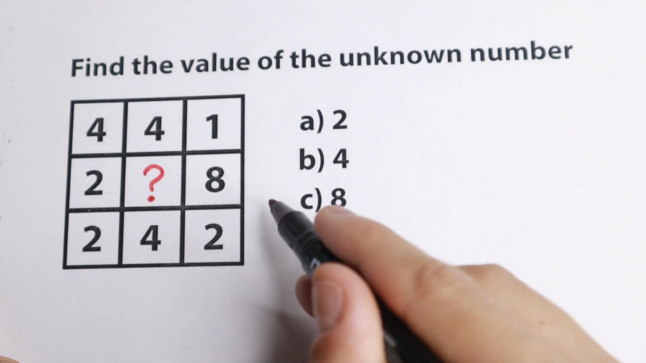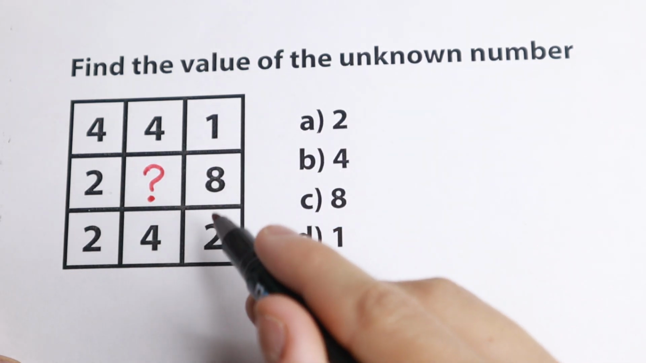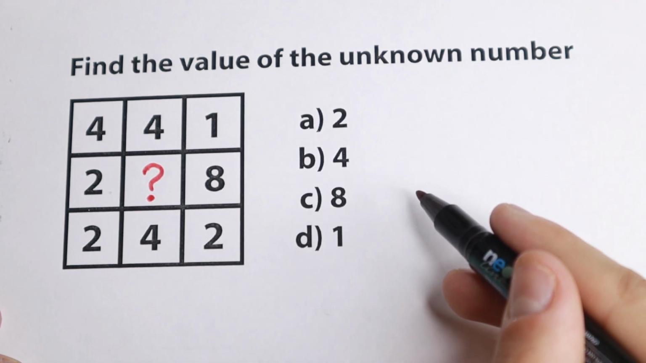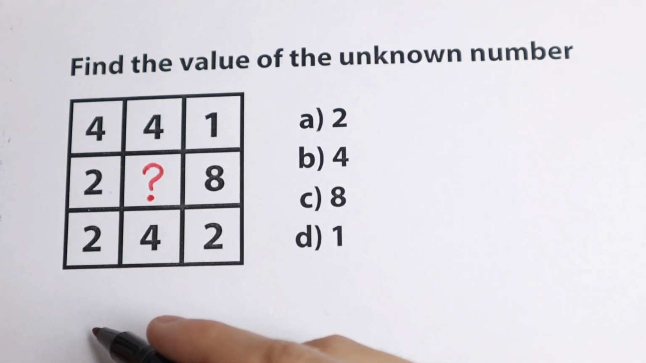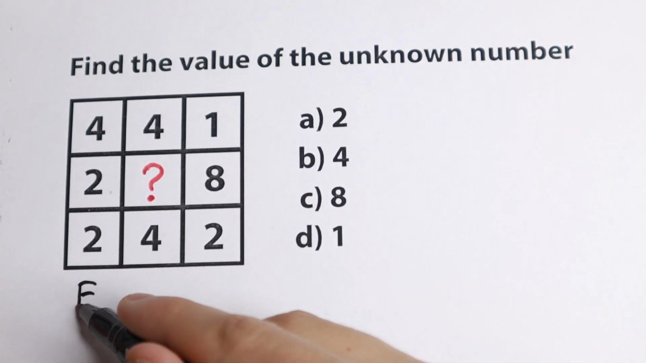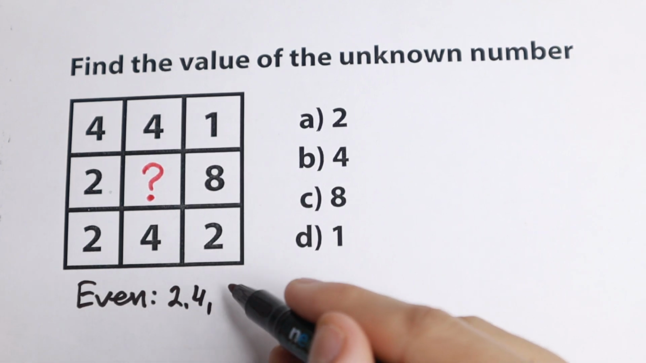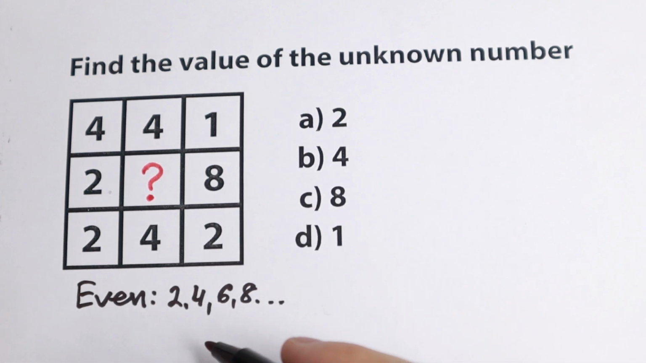Okay, we have a lot of numbers. The first line we have 4, 4, 1, the second line we have 2, 8, and the third line 2, 4, 2. What is the pattern between all of these numbers? I want to start with even and odd numbers. If we start with even and odd numbers, what even numbers do we know? We know that we have 2, 4, 6, 8, and a lot of even numbers. So an even number can be divided by 2.